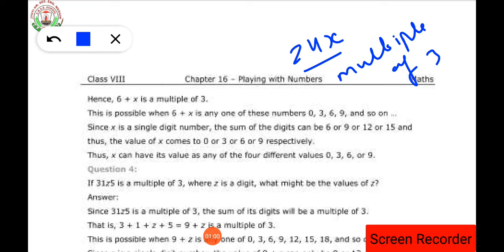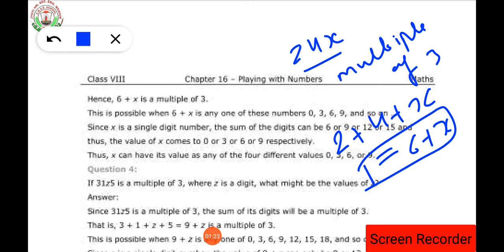What is the rule of divisibility of 3? It says that the sum of all the digits will be a multiple of 3. That is the only rule for the divisibility of 3, isn't it? So we are going to add all the digits. So how much will we get? 4 plus 2 is 6, 6 plus x. Now we will consider that 6 plus x is a multiple of 3, and the value will be 0, 3, 6, 9, 12, 15, 18 and so on.